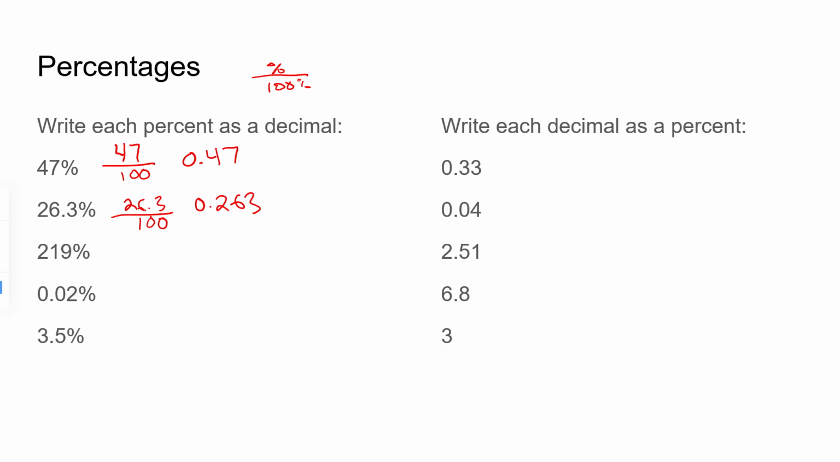All right, I'm just going to fix this here real quick. Okay, so that becomes 219 divided by 100. So that becomes 2.19. 0.02 divided by 100.